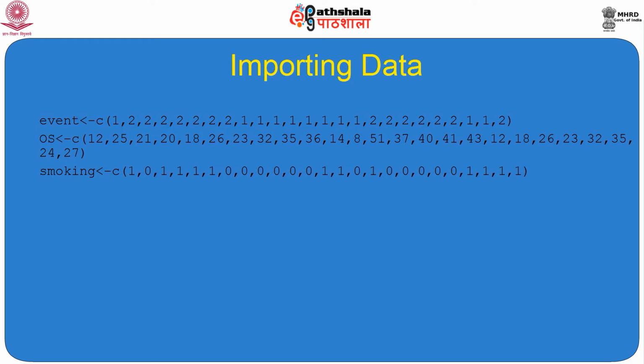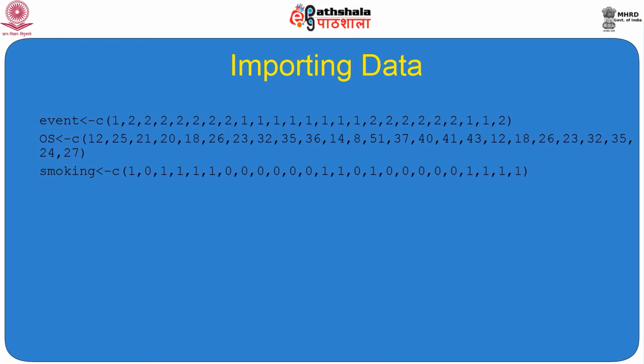Now the second variable is OS, standing for overall survival, that is, how many days patients were observed. Since the unit here is days, for illustration purposes we have considered 12 days, 25 days, 21 days, 23 days, 18 days, 26 days. So it can also be converted into months or years based on the study.